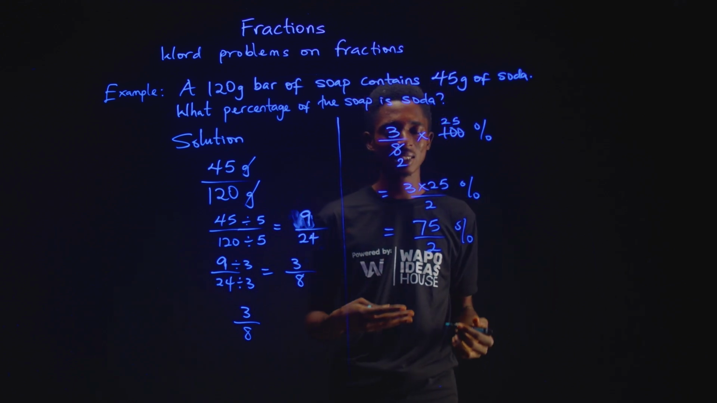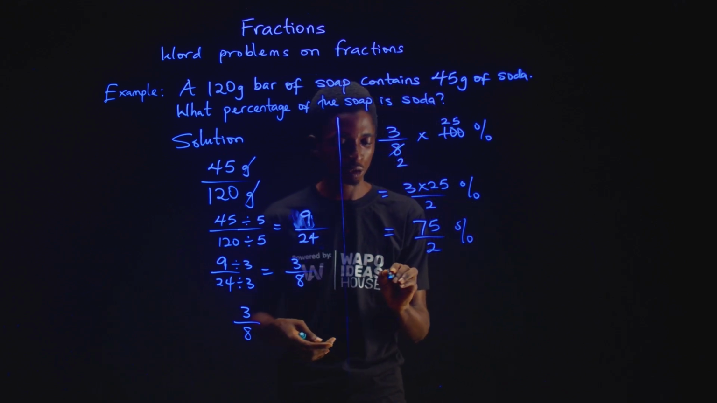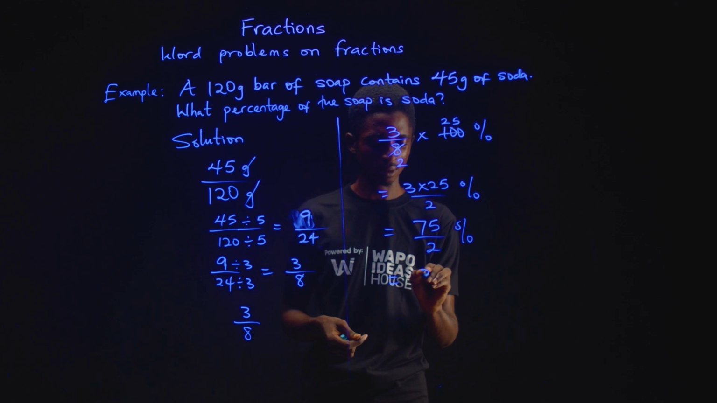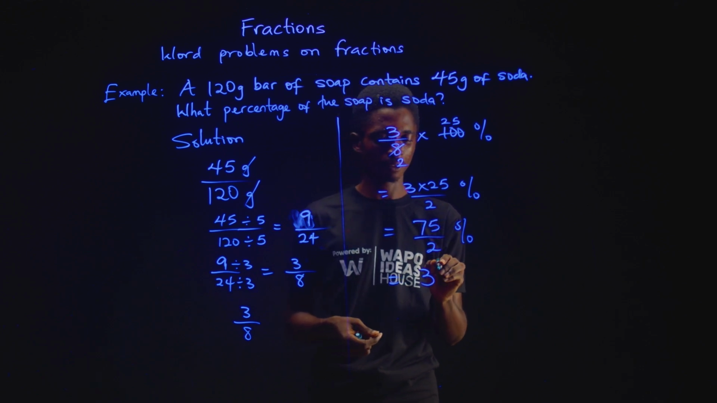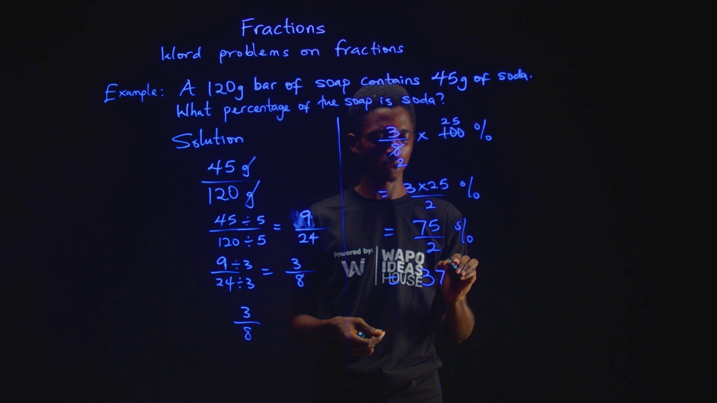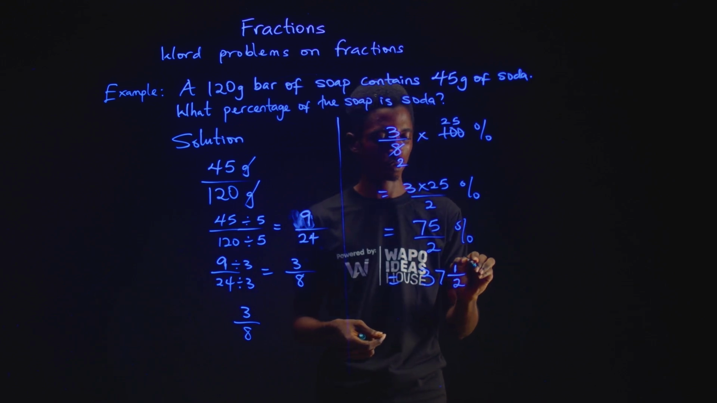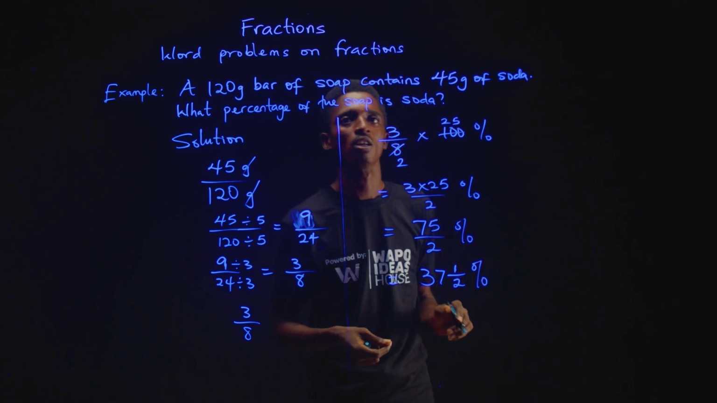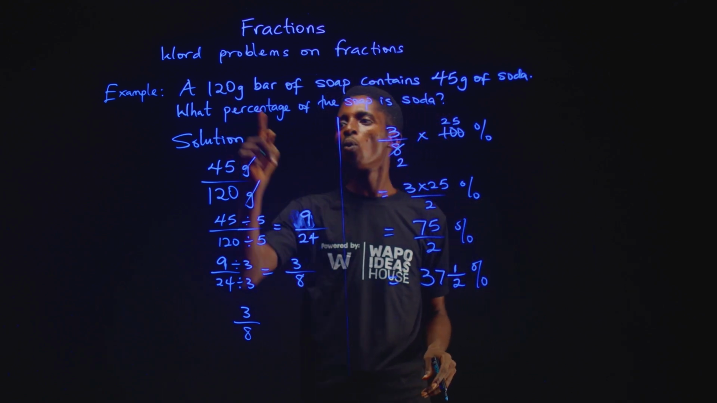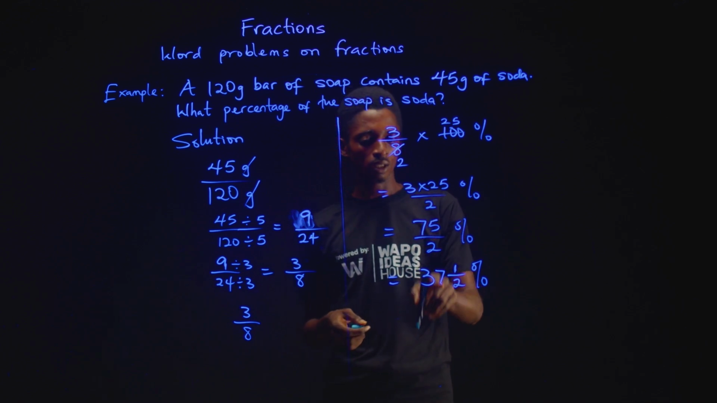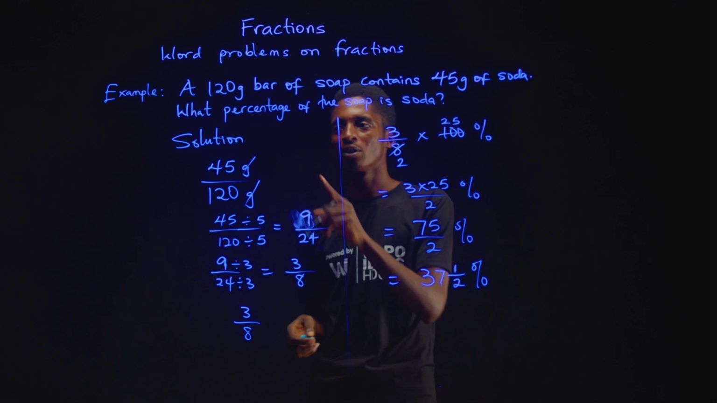You can leave your answer like this as an improper fraction of a percent, or you bring it to a mixed fraction. And to do so, 2 in 7, that is 3, remainder 1. And then 2 in 15, that is 7, remainder 1. So 37 whole number, 1 over 2%. So therefore, in the 120 gram bar of soap, 37.5% of it is soda.